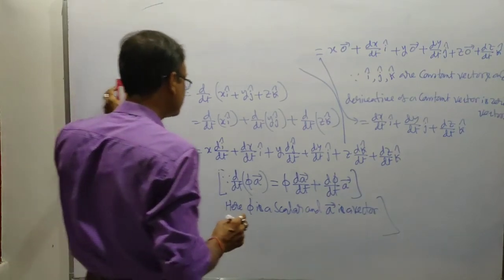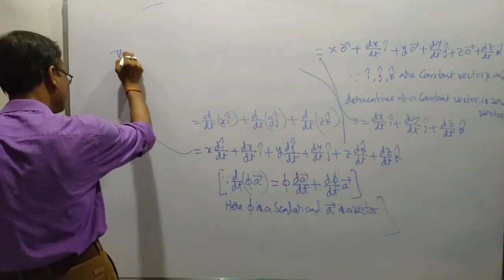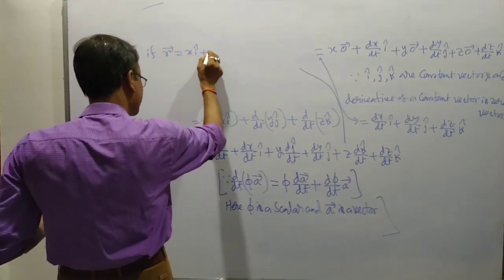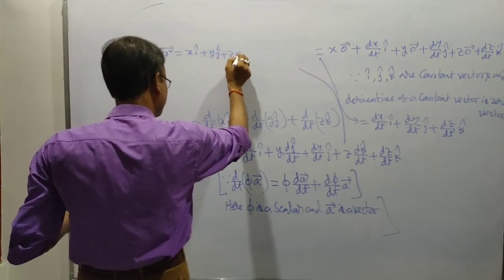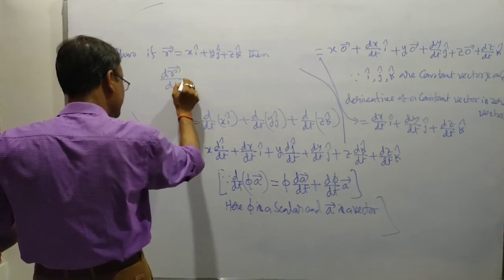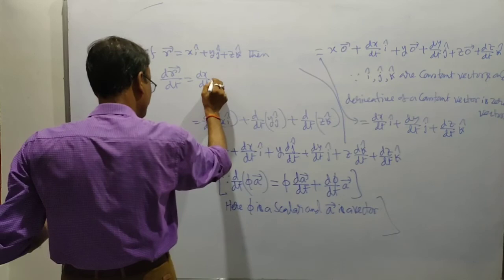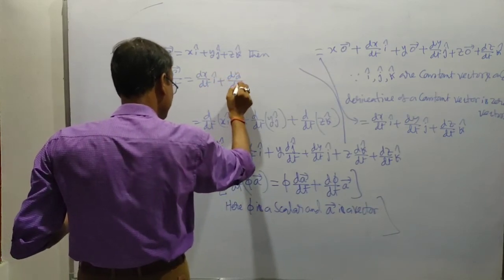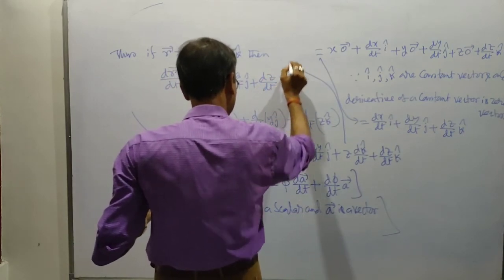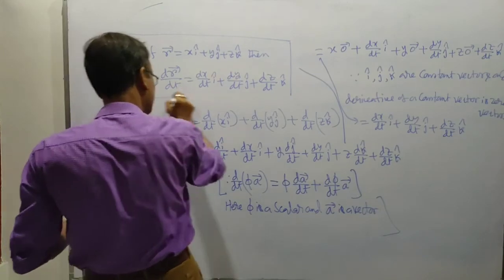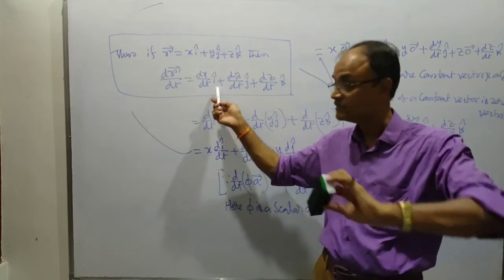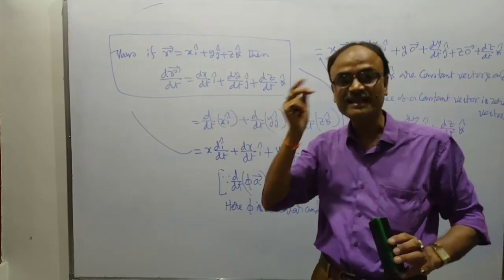Thus, if R vector equal to x i cap plus y j cap plus z k cap, then dr bar by dt equal to dx dt i cap plus dy dt j cap plus dz by dt k cap. We have proved this one.